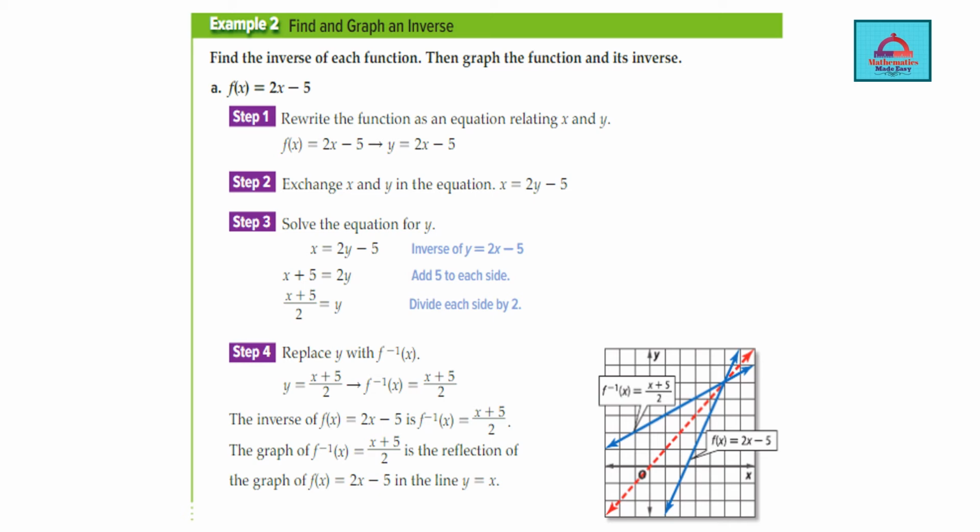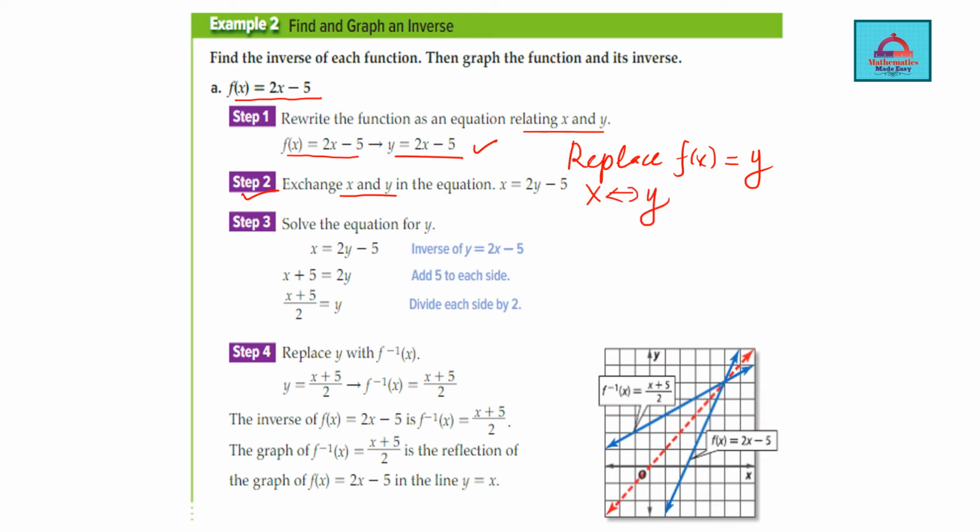So in step 1, the function is given to you, 2x minus 5. First you replace f of x with y. So rewrite the function as an equation relating x and y. So what did you do? You replace f of x with y. So where there was f of x, you put y. So this is the equation that you get. Step 2, you exchange x and y.